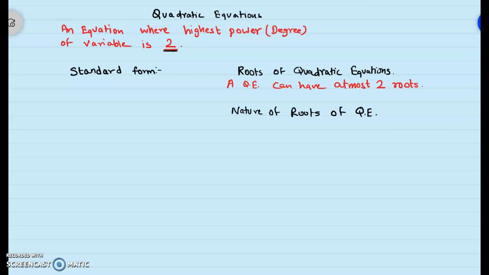Just like when the highest power of the variable is 1, we call it a linear equation, and when the highest power of the variable is 3, we call it cubic. Similarly, an equation containing the highest power of the variable as 2 is called a quadratic equation. Now let's see what is the standard form.